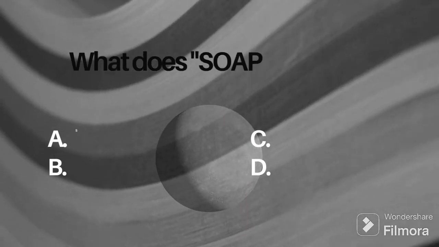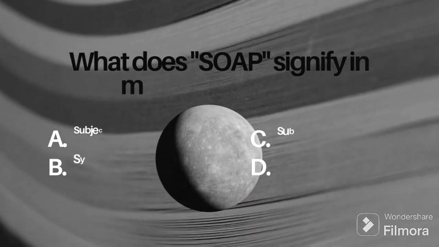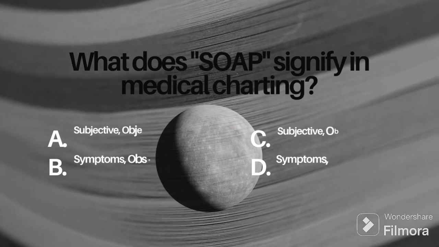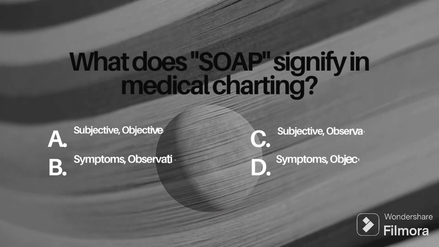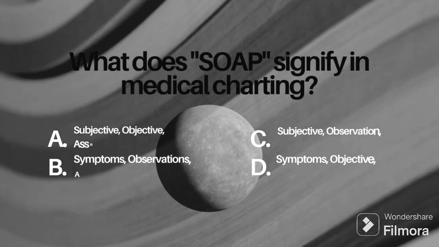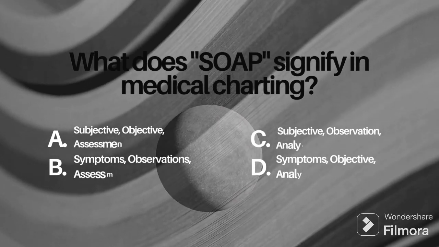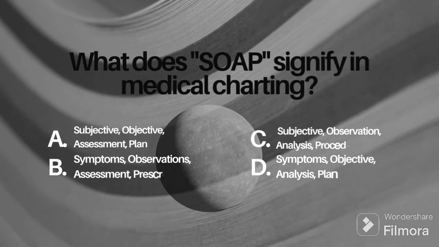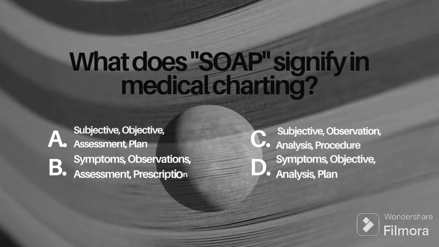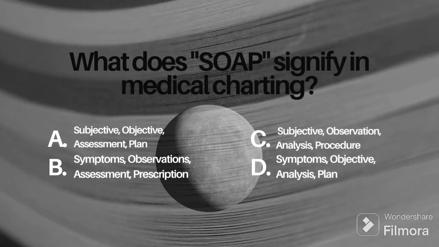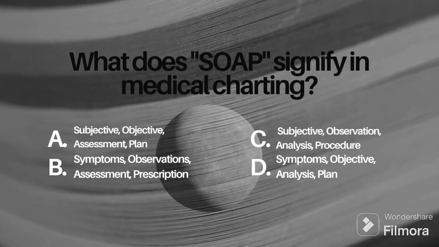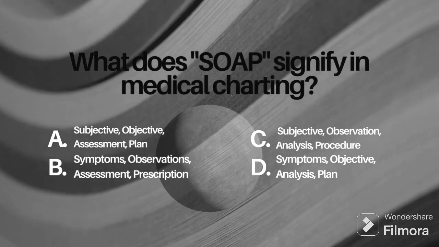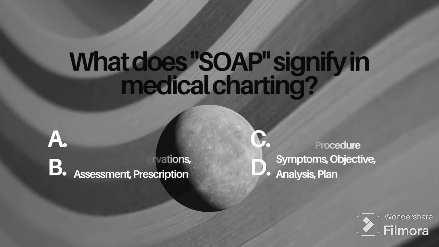First question is, what does SOAP signify in medical chart? Option A, subjective, objective, assessment, and P for planning. Option B is symptoms, observation, assessment, prescription. Option C, subjective, observation, analysis, procedure. Option D, symptoms, objective, analysis, plan. So this is all about the options.